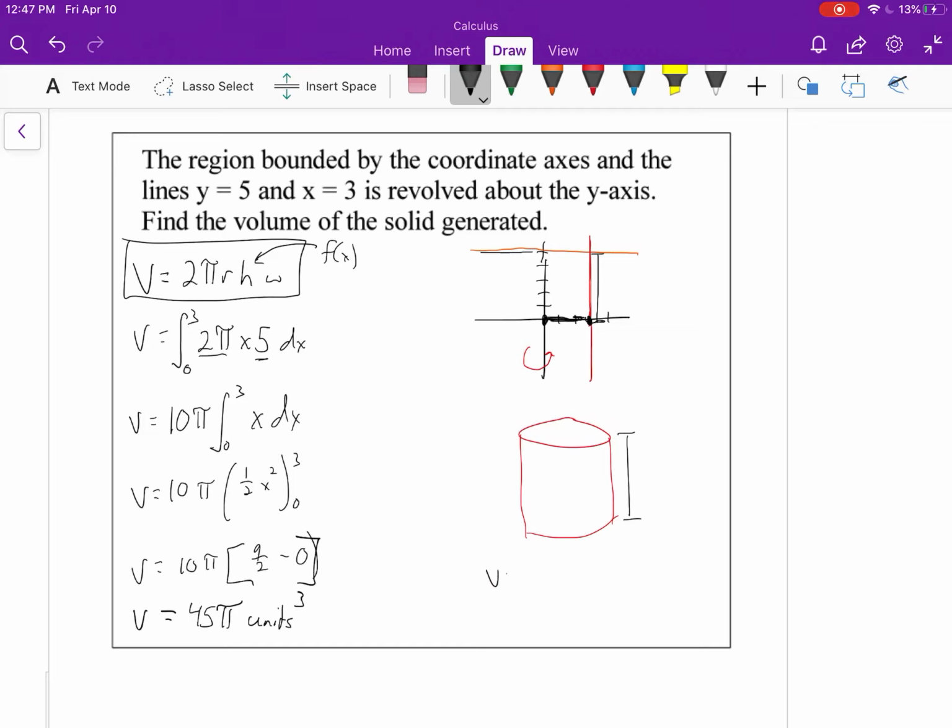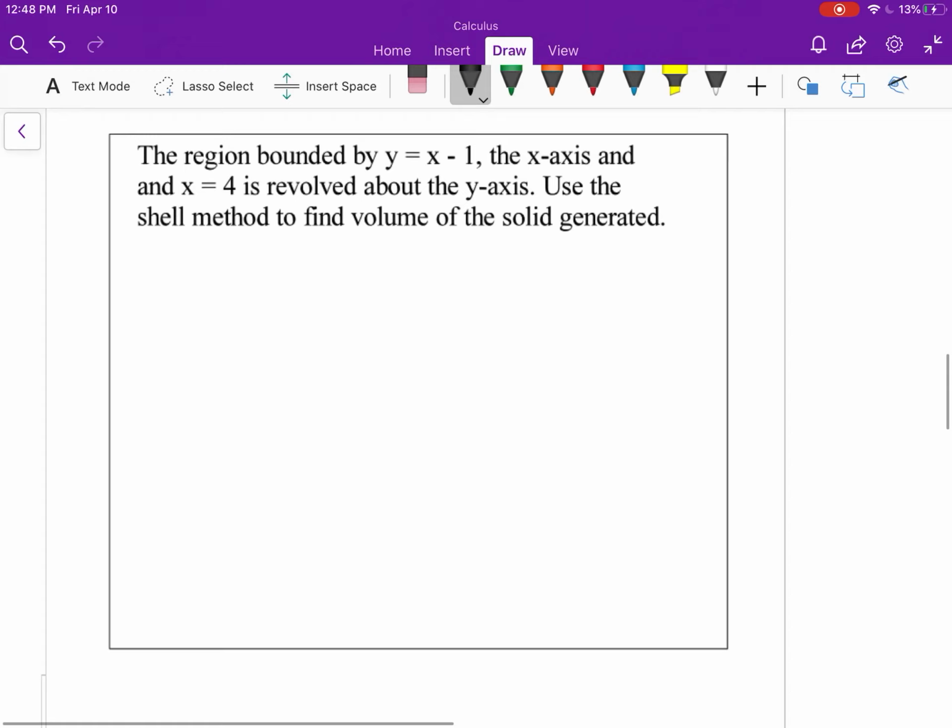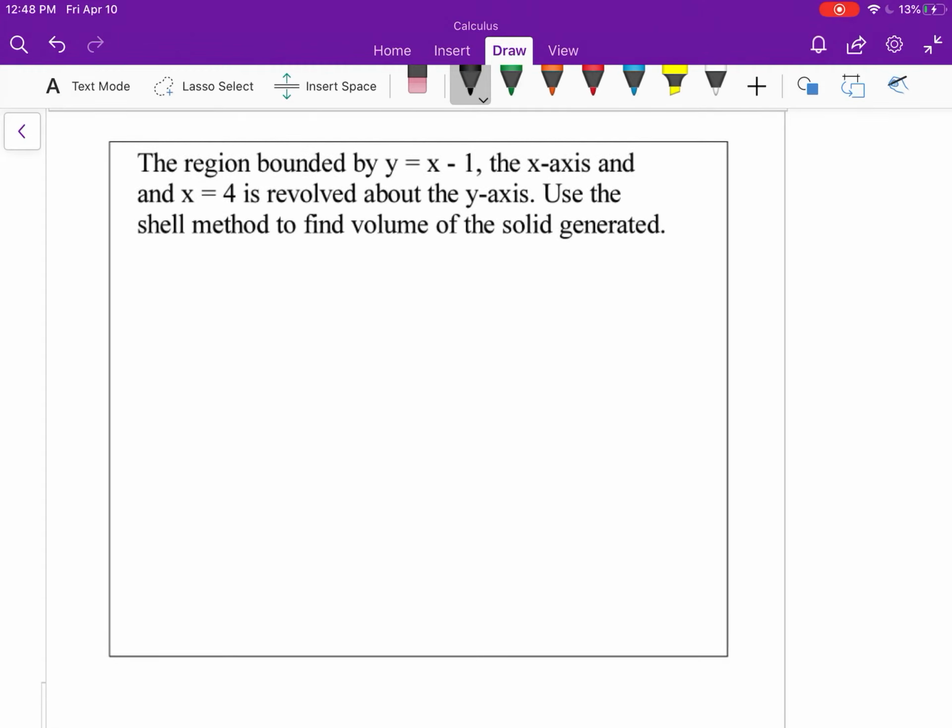So we can check that because we know volume of a cylinder is pi r squared times the height. So the radius of this one is 3. So pi times 3 squared, and the height is 5. So we have 45 pi. All right, so there, yes, we can use geometry, but we wanted just a fairly simple one to practice this shells concept with. So moving on, the region bounded by y equals x minus 1.